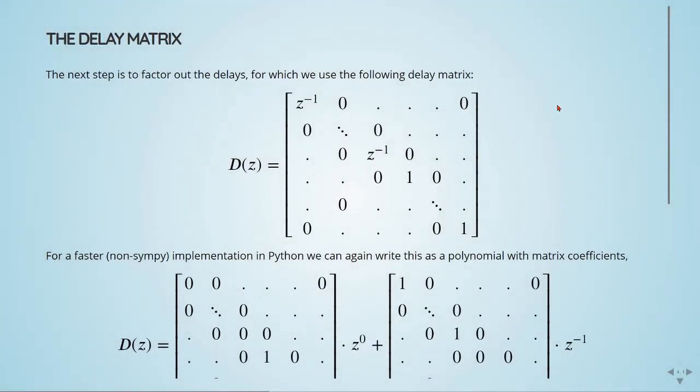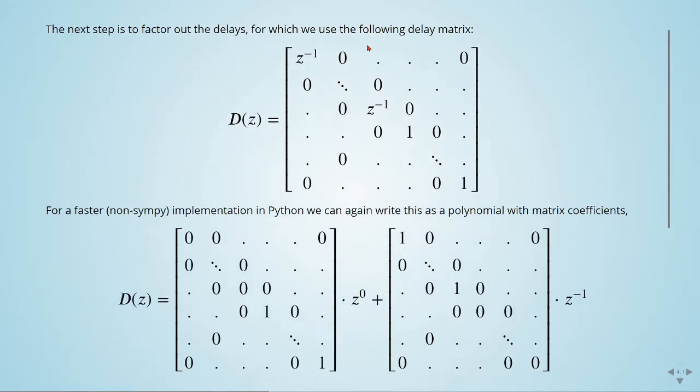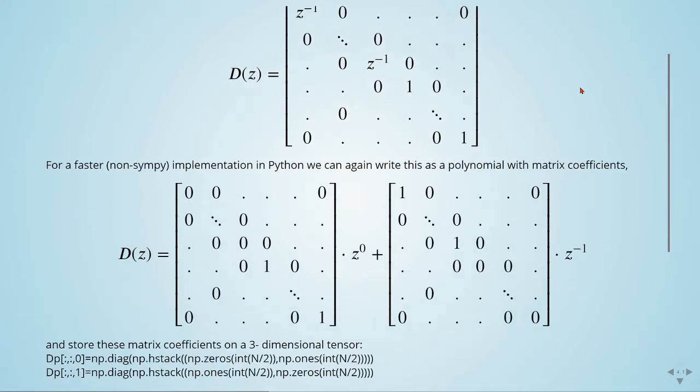As we said before, we can factor out the delays using what we are calling the delay matrix. So for a faster implementation, we are not going to use symbolic mathematics, we're not going to use SymPy, and we can again rewrite this matrix as a polynomial with matrix coefficients.